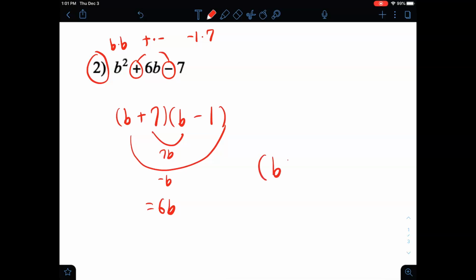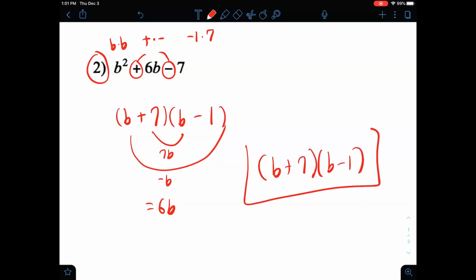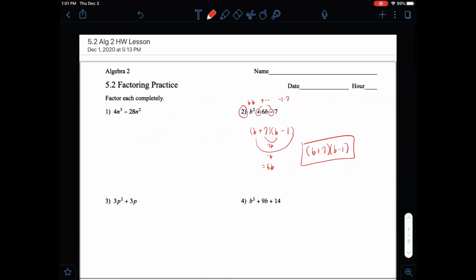So our final answer is going to be, this is going to be correct. It's going to be b plus 7 times b minus 1. And if we were to FOIL this, we would get back to the original problem, which is b squared plus 6b minus 7. And that's the smiley face or trial and error method. Okay, let's jump down to number 5 now.